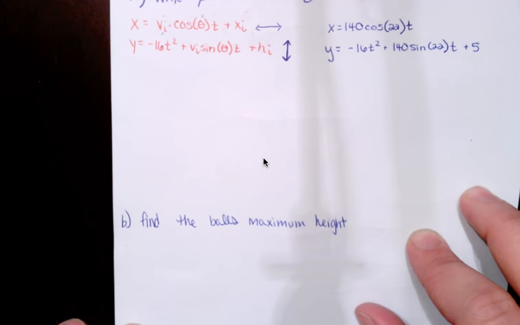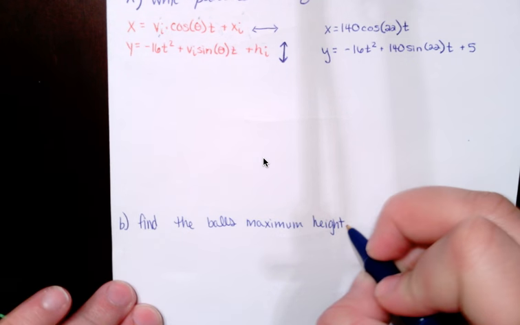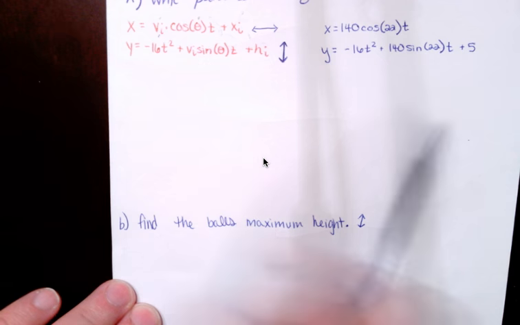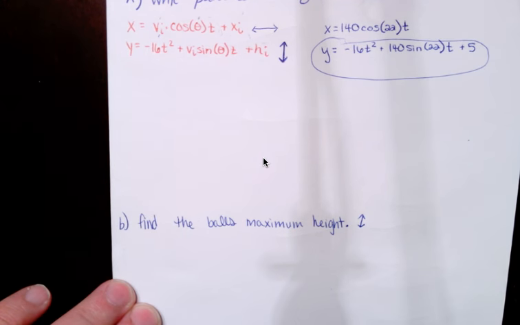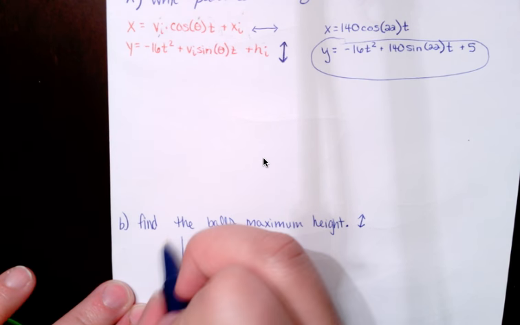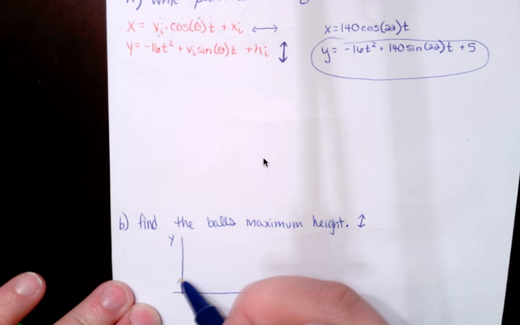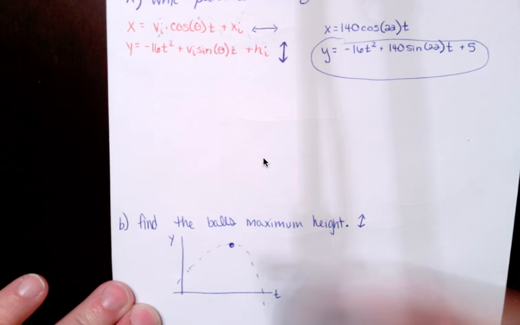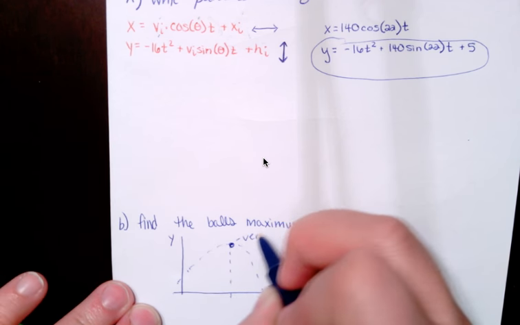Then it says find the ball's maximum height. Well, since we're talking about height, we know that's up and down, so we know that's our y equation that's going to come into play. So we're going to look at this first equation. If I were to do a rough sketch of that, remember it's our height, which is y, in terms of our time, t in seconds. So we know it would be some kind of quadratic because I have t squared. So when it says maximum height, I'm looking for what we call the vertex.